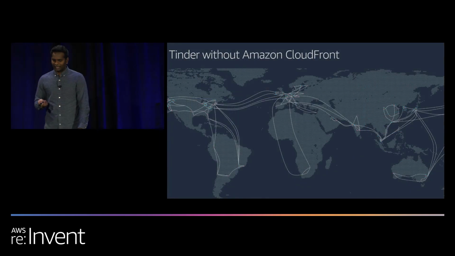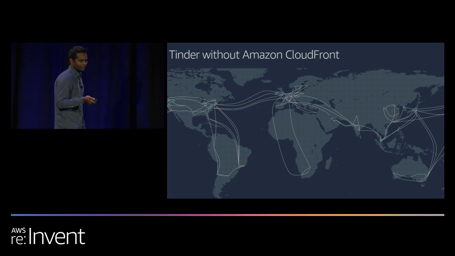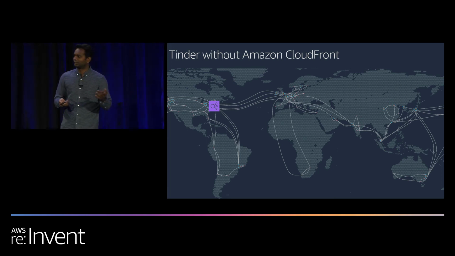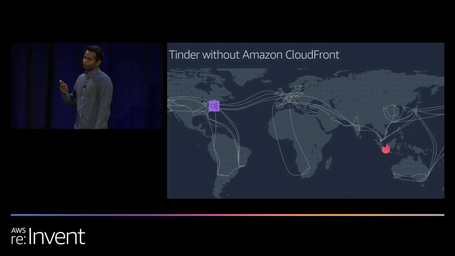So that's dynamic content. Let's now look into the Tinder case exactly and how Tinder looked before they started using CloudFront. They had their origin in US East 1, AWS, and their customers, the test customers, were in Indonesia.